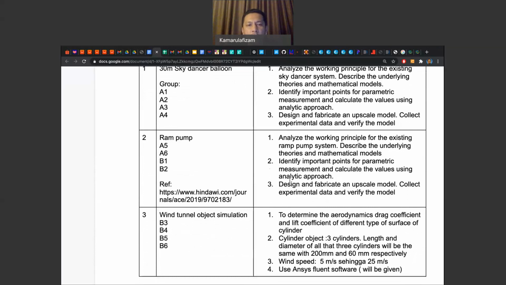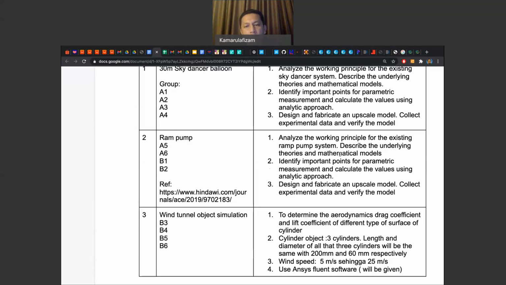For the second one is the ram pump. I have some reference for you if you want to look more into what a ram pump is. You can basically Google online about this ram pump. There will be 4 groups involved. What I need you to do is to analyze the working principle of the existing ram pump system, describe the underlying theories and mathematical models involved, and identify the points for parametric measurement, and calculate using the analytic approach, the theories and the mathematical model that you have identified in points number 1.